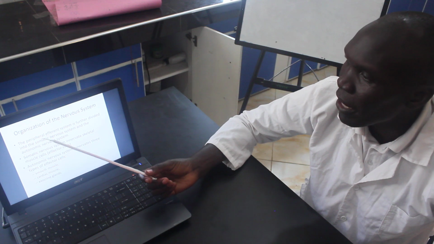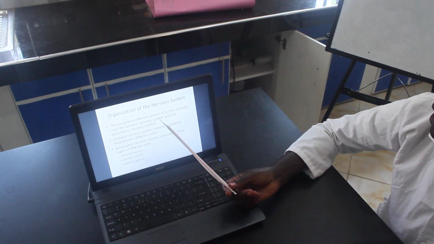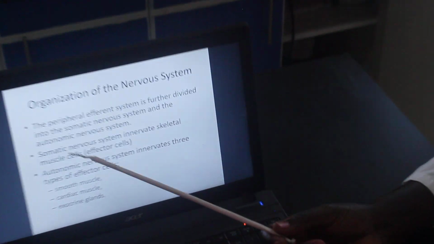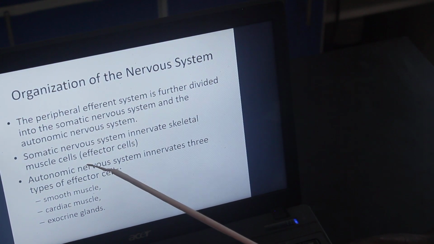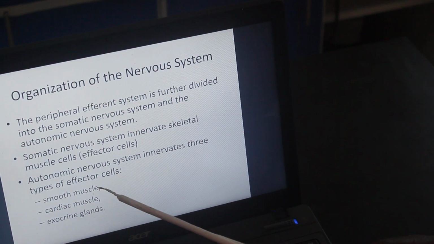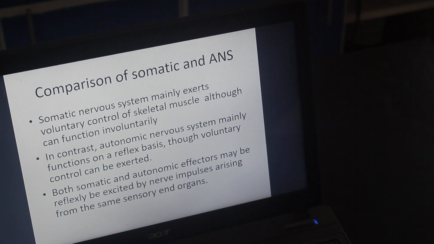For example, the peripheral efferent system is further divided into the somatic nervous system and the autonomic nervous system. The somatic nervous system innervates the skeletal or effector cells, while the autonomic nervous system innervates the smooth muscles, the cardiac muscles, the exocrine glands, and so forth. Which means sometimes it is said to be the visceral nervous system.